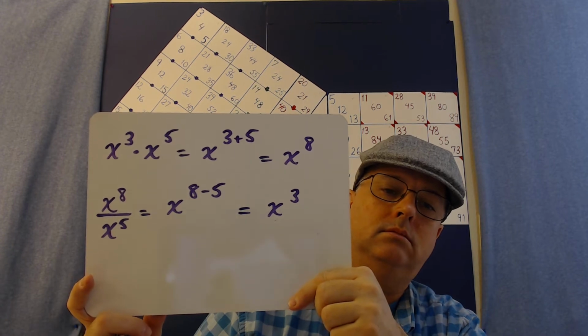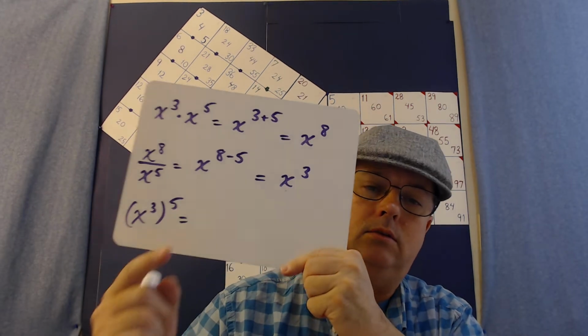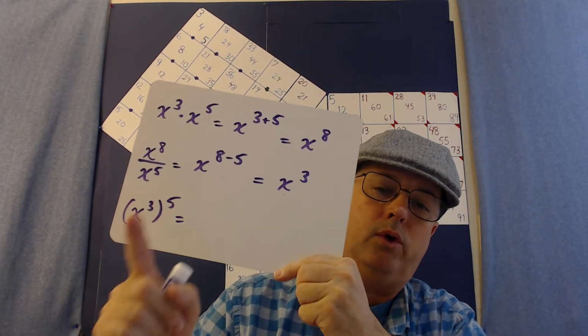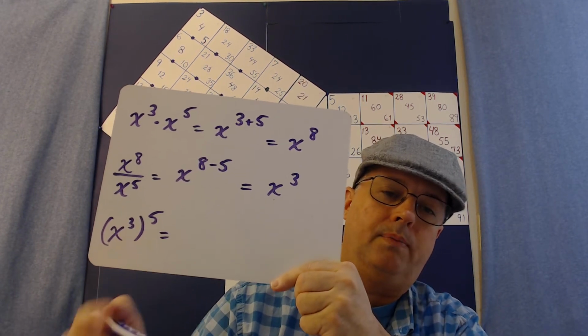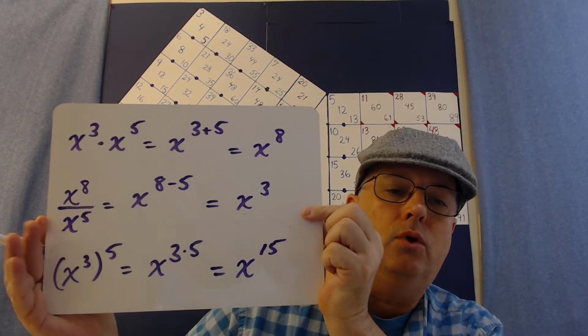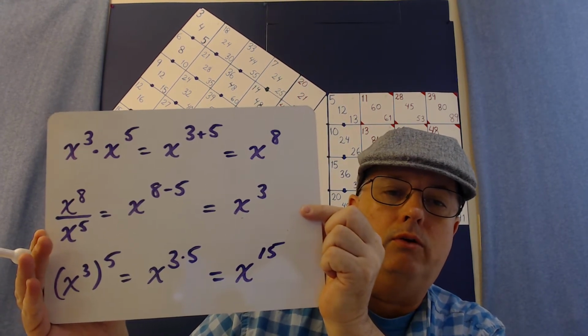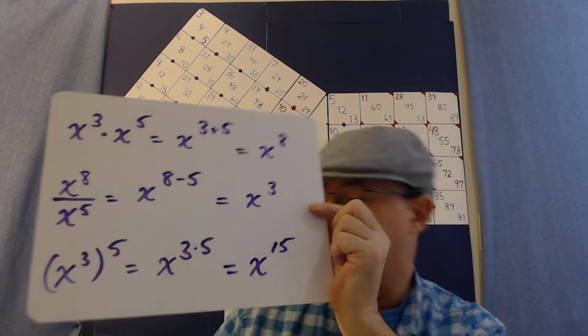And then if we happen to have x to the 3rd to the 5th, that means we have 3 x's and 3 more x's and 3 more x's and 3 more x's and 3 more x's. Hope I said it 5 times, right? So that means we have x to the 3rd times 5, and that's x to the 15th. So we're familiar with these laws of exponents.